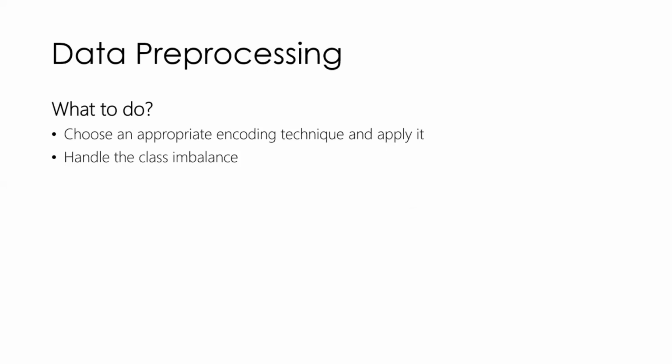And in the last part of data pre-processing, you have to choose an appropriate encoding technique and apply it on the income data set. And after that, you also have to handle the class imbalance. And you can also choose to do some additional things like feature scaling if you want.